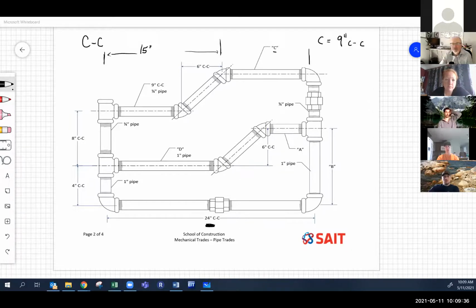Okay. Thank you, Tesfaye. Yeah, 9. So we got C. C is 9 inches, and C is going to be in 3/4 inch pipe. Yes. C is also going to be in 3/4 inch pipe.